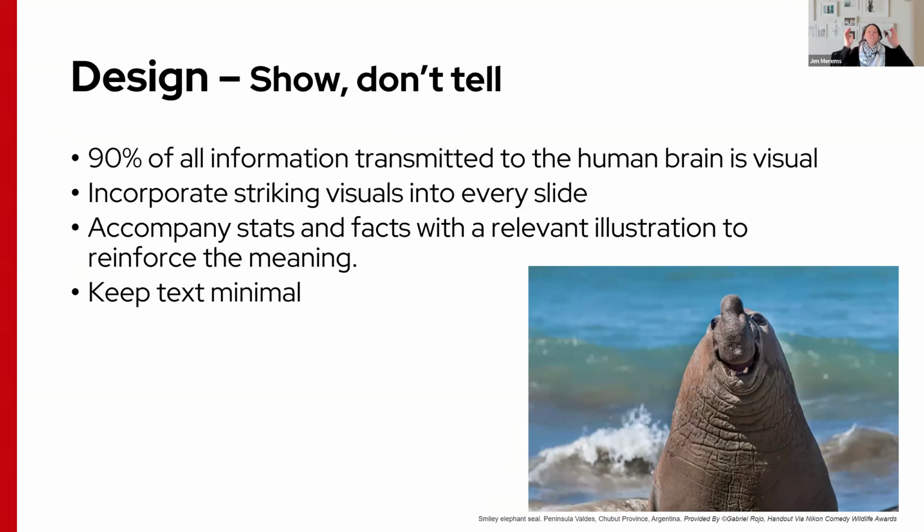So a good way to use your visuals rather than just have a random elephant seal smiling at you is to accompany that with stats and facts that are relevant to that image. So you could think of a graph that's going to be relevant, that's going to have your stats and your facts. But if I was giving a presentation on elephant seals, I could talk about how often they smile and put a statistic or a fact. But I Googled that and that doesn't exist. So I couldn't include that on this slide.